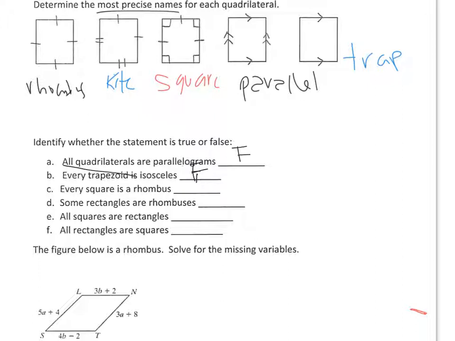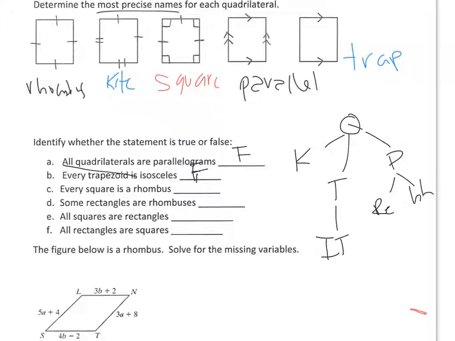Maybe it would help to draw out this hierarchy again. So we have quadrilateral, kite, trapezoid, isosceles trapezoid, parallelogram, rectangle, rhombus, and square. So every square is a rhombus. Is it true that all of these squares are rhombuses? Yes, that's true.